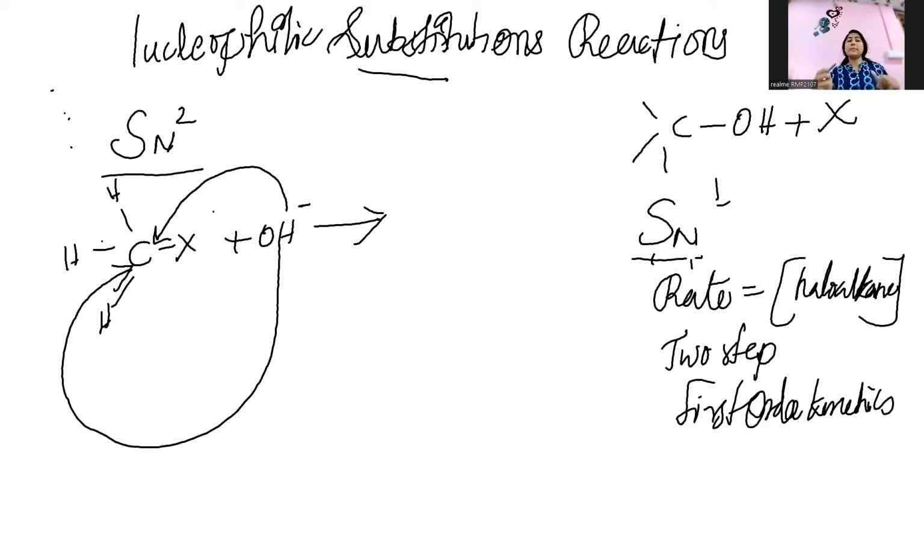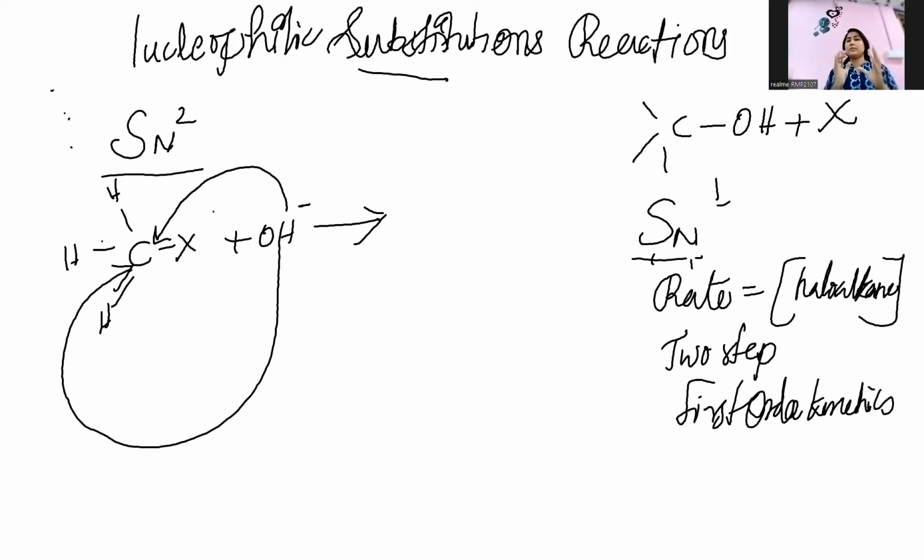Why does that happen? Because X minus, or halogen, is a nucleophile. So when a nucleophile comes toward another nucleophile, it will automatically repel, and it won't come from that side. So it will come from the back side and attack. Here there will be no such repulsion. So it will attack from the back side, resulting in the formation of a transition state. Here in SN2, a transition state is present.